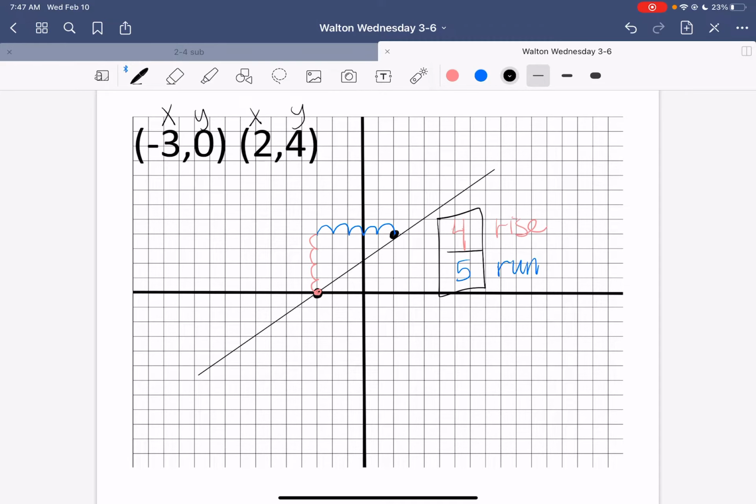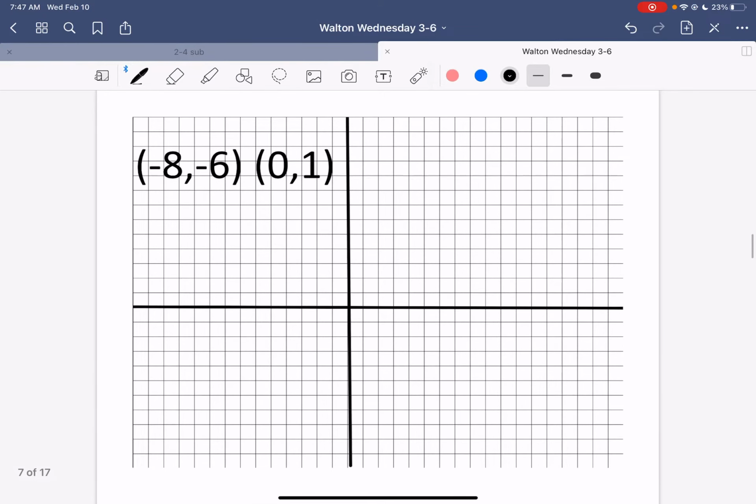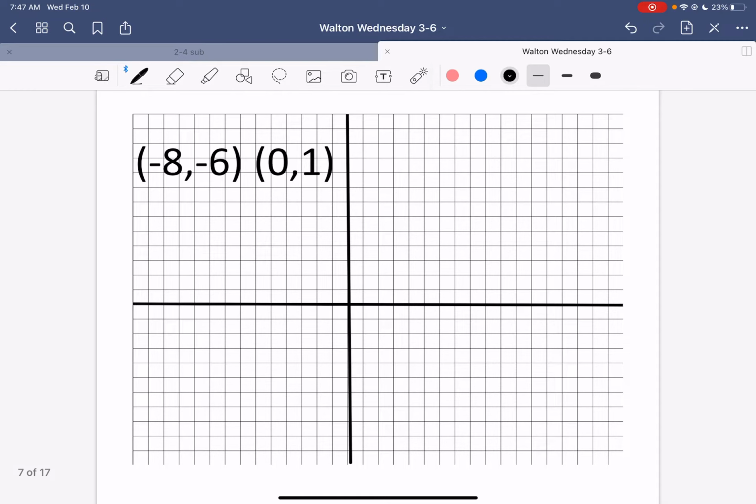So there's your example. Let's do one more. Okay, so here we have -8, -6. So what I'm going to do is count 1, 2, 3, 4, 5, 6, 7, 8, and then down 6: 1, 2, 3, 4, 5, 6. So I'm going to put my pen and put my mark there. And then my 0, 1, I'm going over 0 and up 1. So my coordinate pair is going to be here.